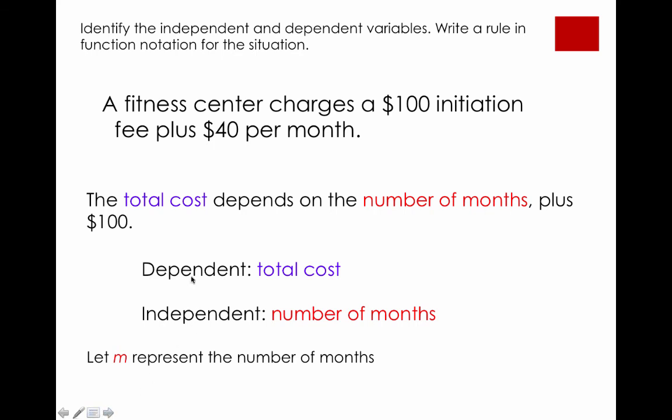Okay, so now I know that the dependent variable is my cost, because it depends on how many months I am a member for. And let's go ahead and write out that function. So I've got a function that's determined by the number of months that I am a member. So the function based on the number of months is equal to, I've got $40 per month. And then, of course, I have that initial $100 fee that I have to pay for initiation. Okay?